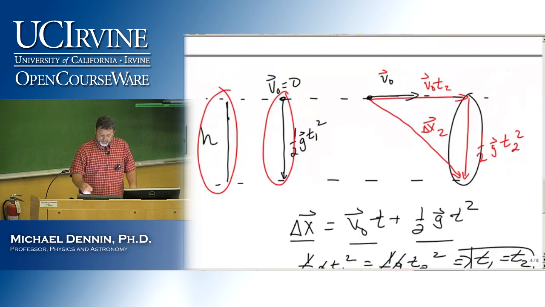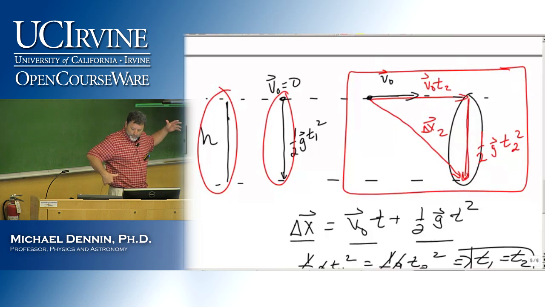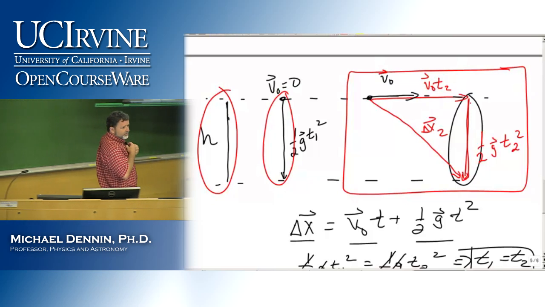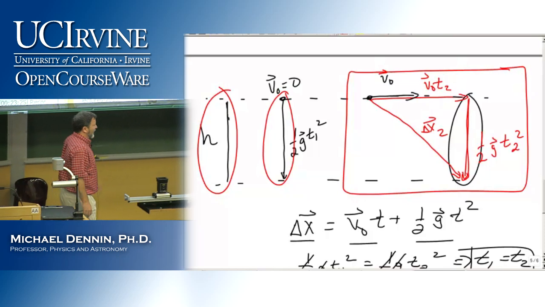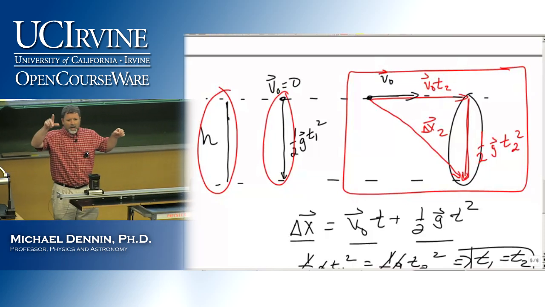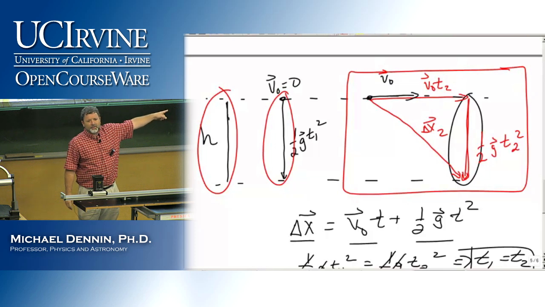Notice here, there's absolutely no impact of v naught. There's no way it can, because this, by definition, has to be h. V naught is containing no part of h whatsoever. Like a bullet shot out of a gun? The bullet will hit the ground at the same time as you drop a bullet, as long as you fire it horizontally. It'll just land very, very far away.